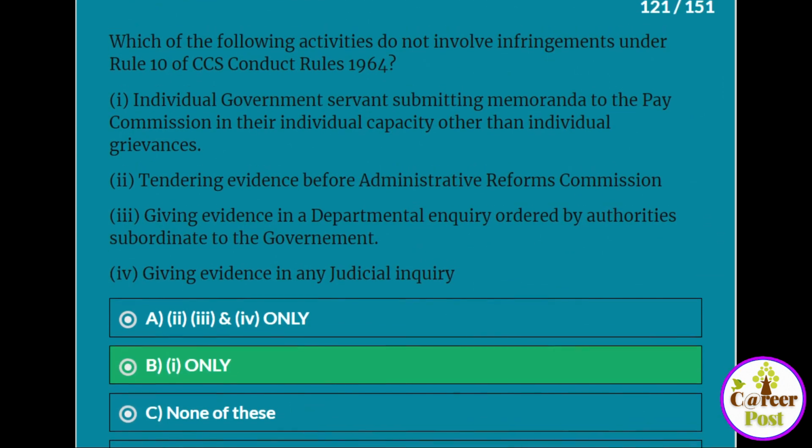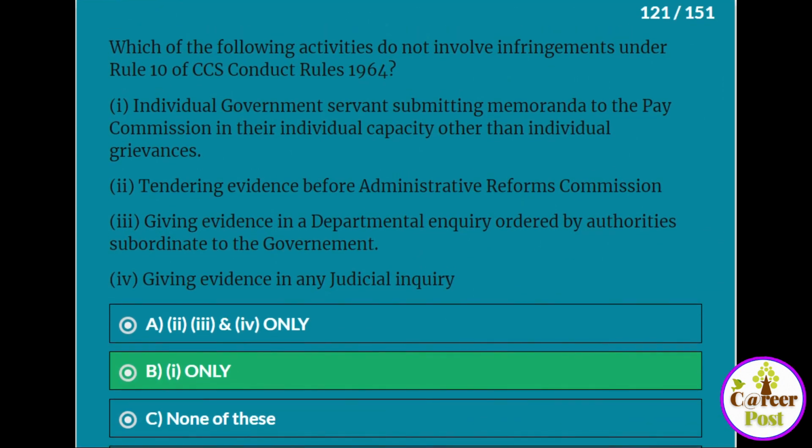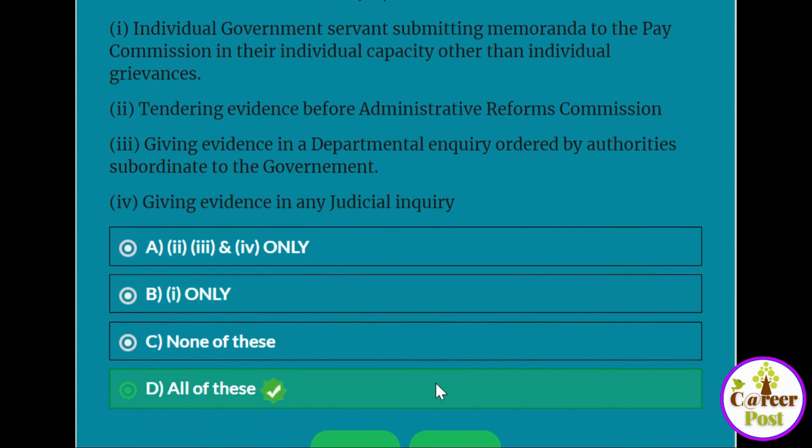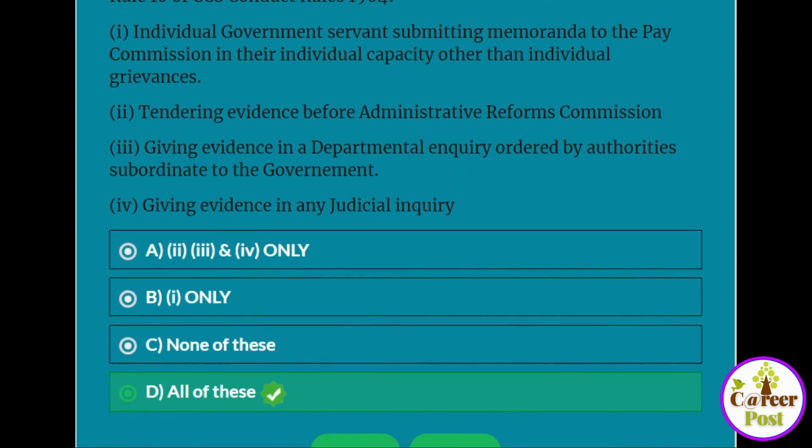Which of the following activities does not involve infringement under Rule 10 of CCS Conduct Rules 1964? Individual government servants submitting memoranda to the Pay Commission in their individual capacity other than individual grievances, tendering evidence before the Administrative Reforms Commission, giving evidence in a departmental inquiry ordered by authorities subordinate to the government, giving evidence in a judicial inquiry. Which of the following is not an infringement? So all of these are not infringements, they can do.